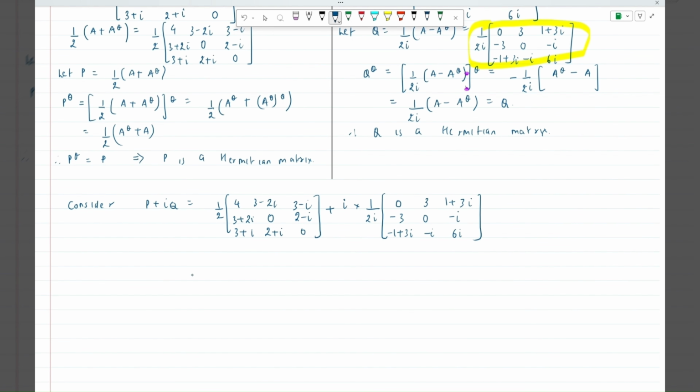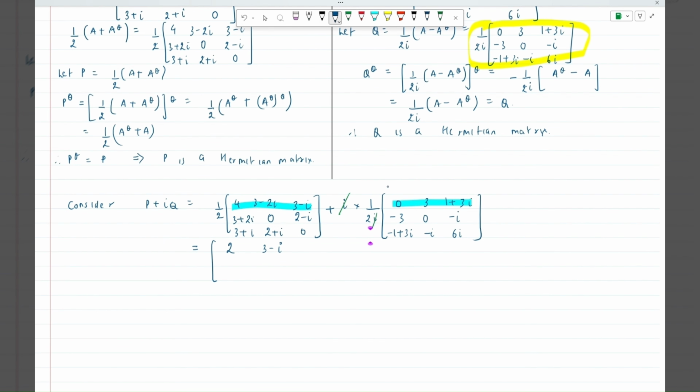And if you work on this, you will be getting the matrix A. I'll just show you the first row calculations. So also you can realize that the i can be getting off. So we'll be getting 2 plus 0. So that's going to be 2 in the first entry of the first row. Then here we have 3 minus 2i plus 3. So that is going to be 6 minus 2i, which when divided by 2 becomes 3 minus i.